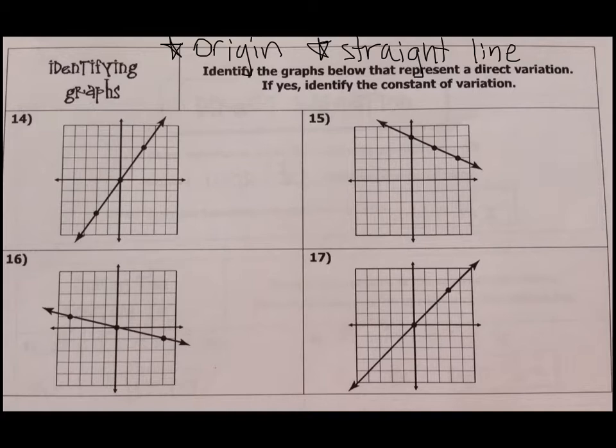Looking at number 14, we have a line. It goes through the origin. It's a straight line, so yes, this is direct variation.